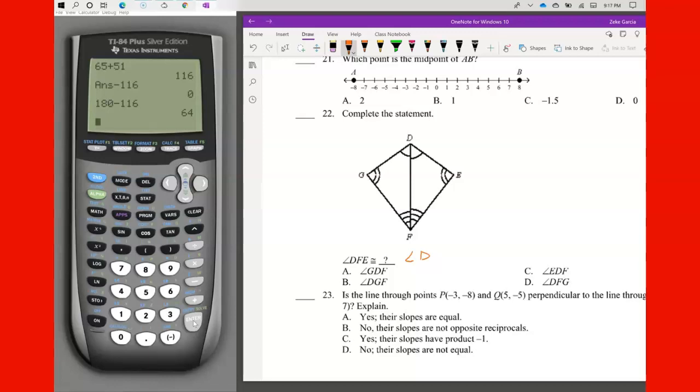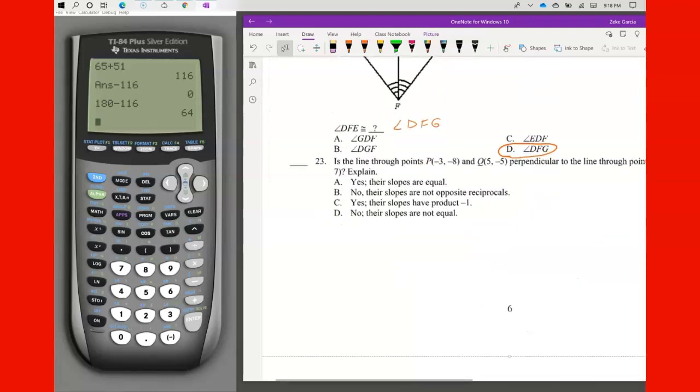And we know that angle F is congruent to angle F, and then angle E is congruent to angle G. So it has to be D, F, G. So your answer is D. And I'm going to check that just so I can make sure that I'm correct. I'm going to look at the key. So that's number 22, and the answer is D. That's correct. Okay, 23.